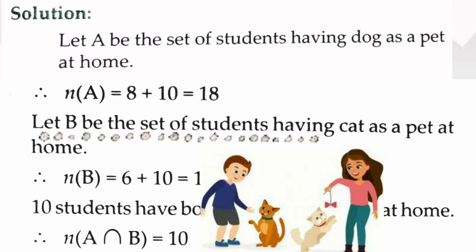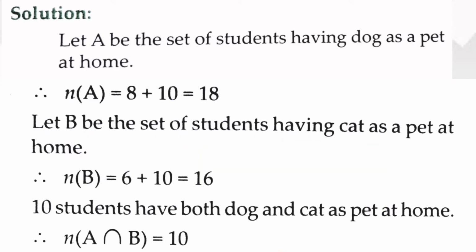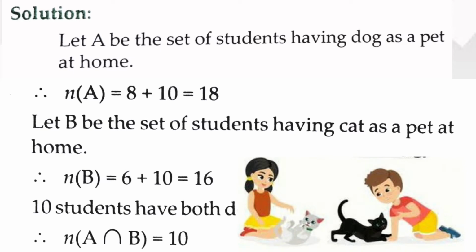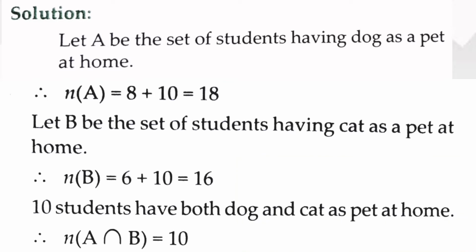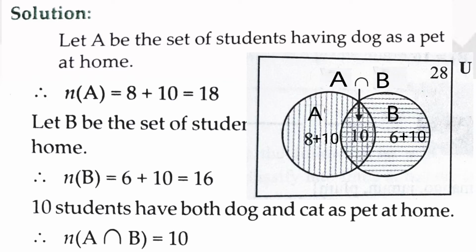So number of B will be 6 plus 10, that is 16, because 10 is the common one, they have dog and cat both, and 6 is the students who have only cat. So the total number of B, the total number of students having cat, is 16. So now it is acceptable that from 16 and 18 students, 10 students have both dog and cat as pet. So here number of A intersection B will be 10.